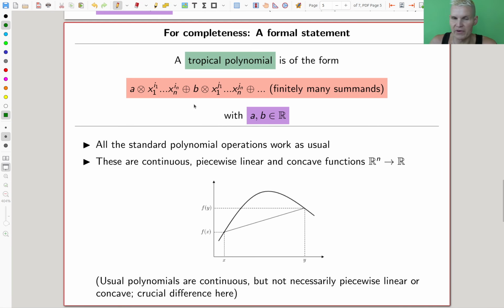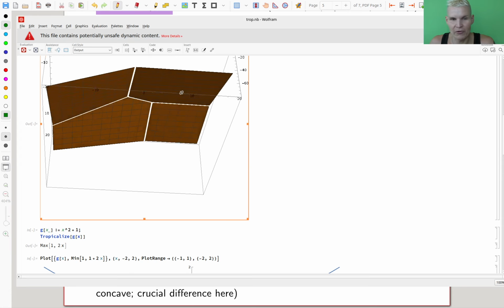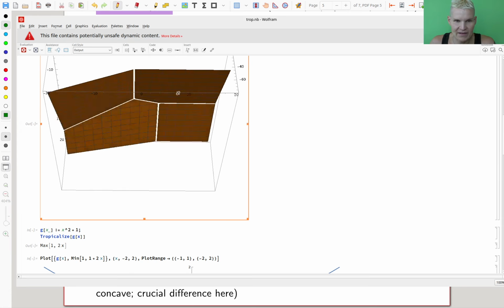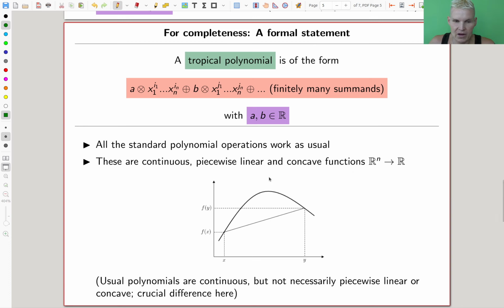And a tropical polynomial is just an expression of the form as you would expect it to be, with some real coefficients. And all the standard arithmetic works. Just be careful, you don't have an additive inverse. Otherwise, these are just continuous, piecewise linear, and concave functions. So if you forget what concave is, you can essentially draw a line underneath, and that's why I call it a rooftop. It's like this nice concave type shape, right? It kind of goes like a rooftop.